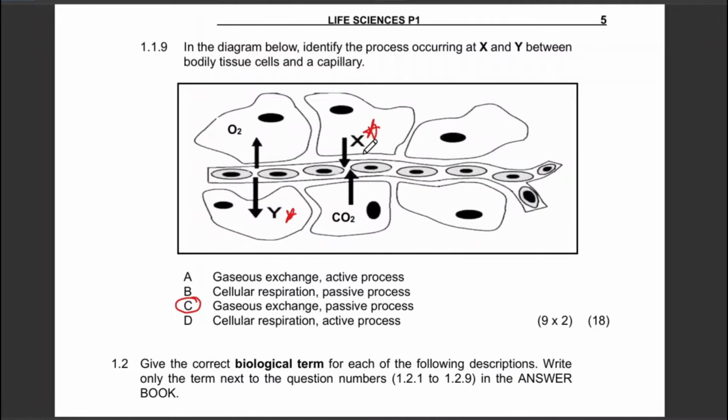So what we see here, it looks like something will diffuse out of the cells into the blood, and that will obviously be carbon dioxide. Then in Y, from the blood into the cells, that will be oxygen in order for cellular respiration to take place in all of the cells. So it will be a passive process, gaseous exchange.